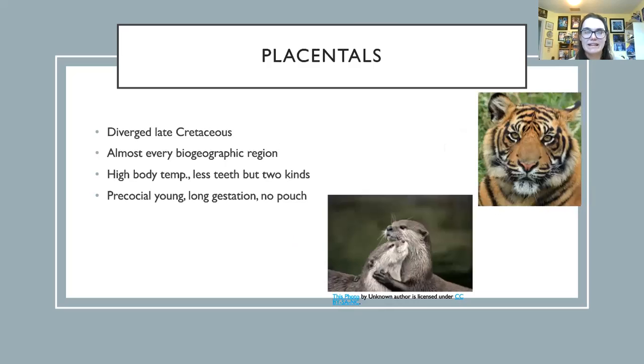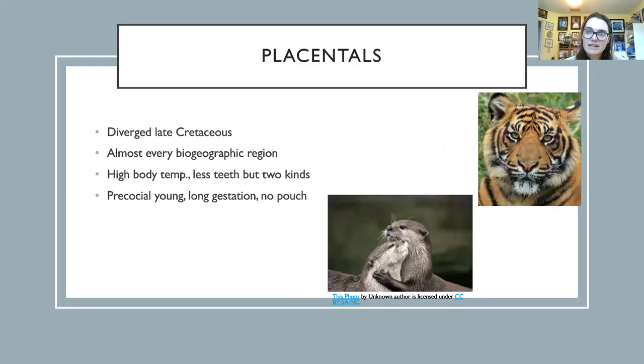And then there's the placental mammals, who also diverged in the late Cretaceous. They're found almost everywhere except for Antarctica, two of them being the river otter and the tiger. So placentals have a higher body temperature than marsupials. Their temperature is around 38 degrees Celsius.